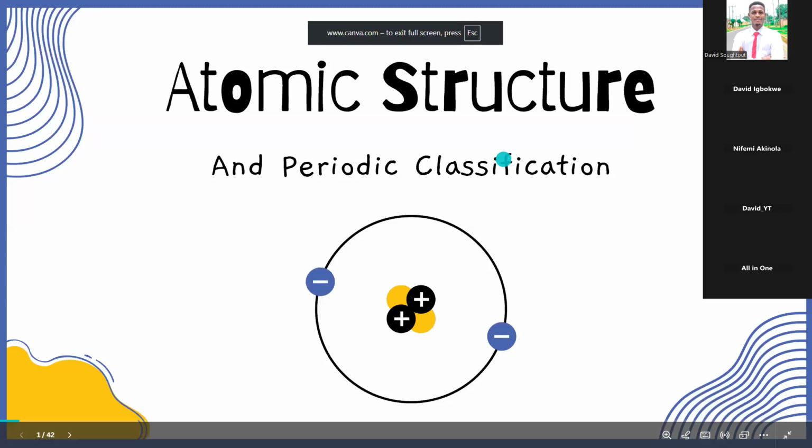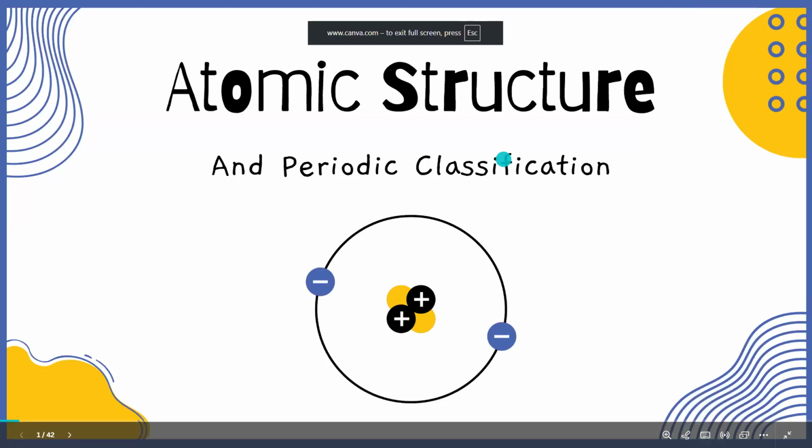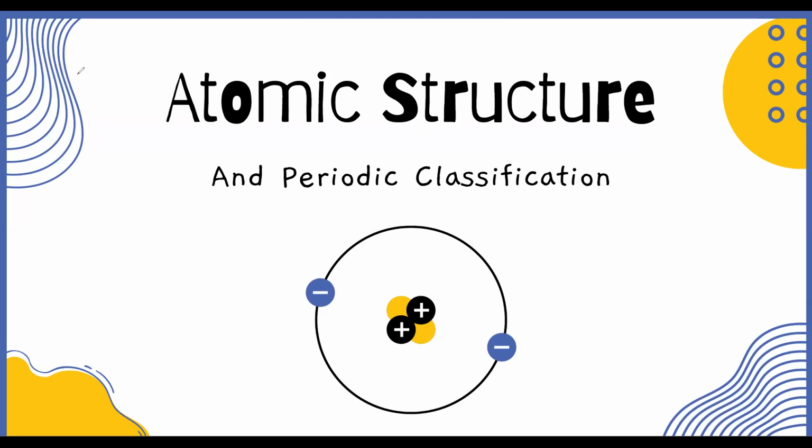Today we're going to be dealing with atomic structure and periodic classification. Just to clarify, I want to know if you all can see what is on the screen right now. Can you see it? Yes. All right, beautiful. So this is what we're going to be dealing with today, atomic structure and periodic classification.